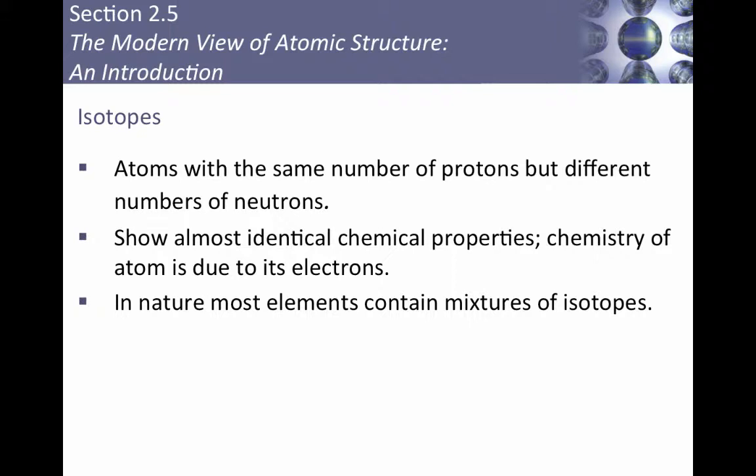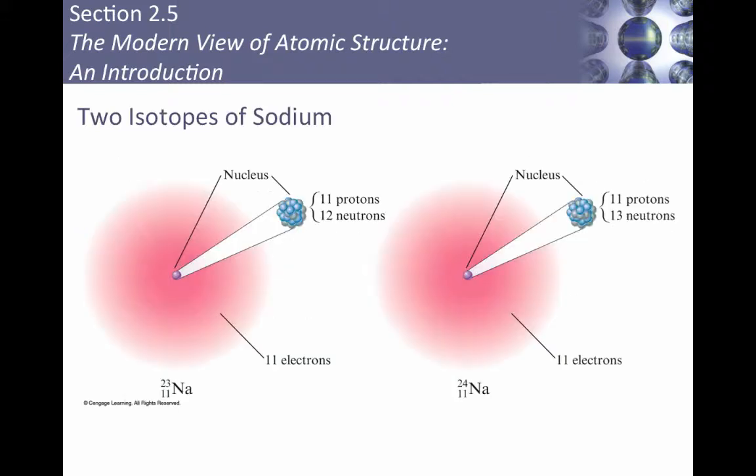And for most things in nature, each element is a mixture of isotopes. So if you remember back when we looked at the periodic table, when we look at the average atomic mass of a substance, the reason that that's not a whole number is because it's a weighted mass based on the percent of the different isotopes.